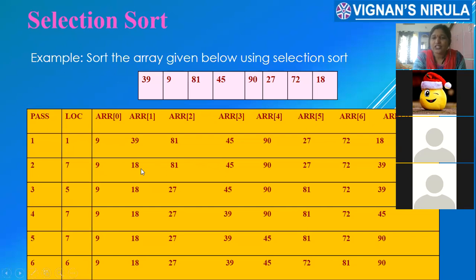Is 45 less than the smallest? No, ma'am. Is 90 less than the smallest? No, ma'am. 27, no, ma'am. 72, no, ma'am. 39, no, ma'am. So what is your smallest element? 18 and the location of 18 is 1.